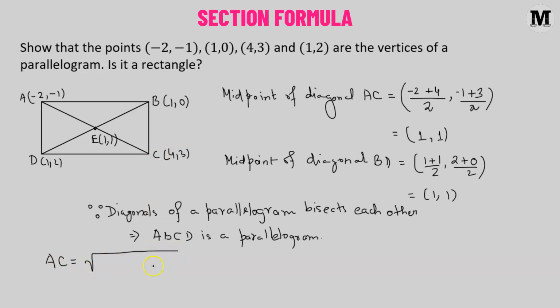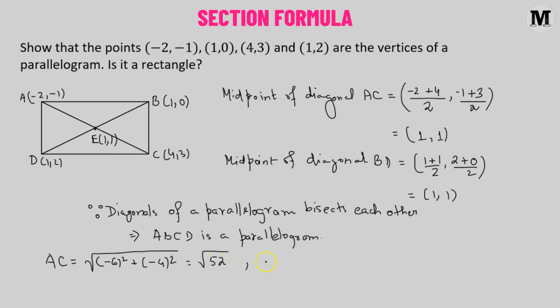So here AC will be, first we'll take the square root. Underneath the square root, we'll take the difference of the x coordinates. So we have -2 minus 4, that's going to be -6. Square it and then add it to the difference of the y coordinates. So that's -1 minus 3, which is -4. Square it. So we have the square root of 36 plus 16, which is 52. So that means we have the square root of 52.